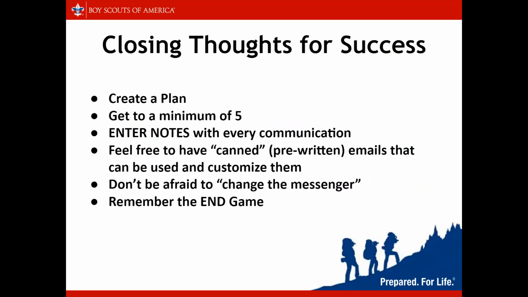Some closing thoughts for success. The first thing, and this is really important, make this a process. Make this a plan. Put it on paper and make sure that everybody who's going to be involved with this process understands what's going to happen. It's going to make your life a lot easier. Secondly, as part of that plan, get to a minimum of 5 attempts to reach out to them. Remember, odds go up greatly once we get to that 5th attempt.